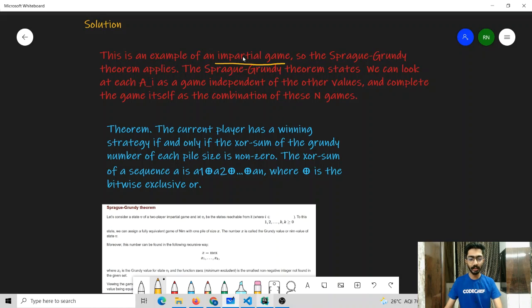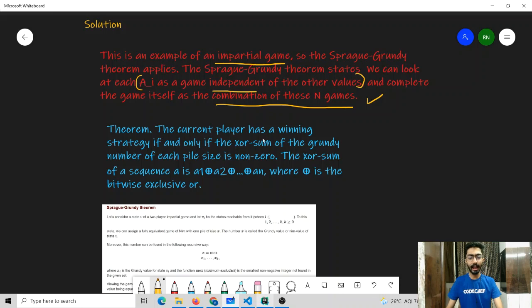So our game is an impartial game. If we have an impartial game, we can consider the entire game as the combination of n games. And we can consider each A_i to be an independent game. We can find the result for each game independently, and then we can combine the results for these n games. So how can we combine the results for n games?